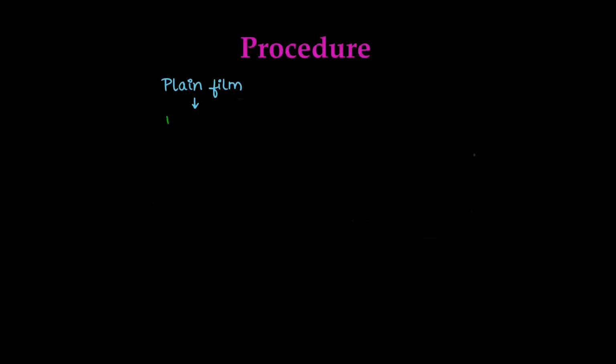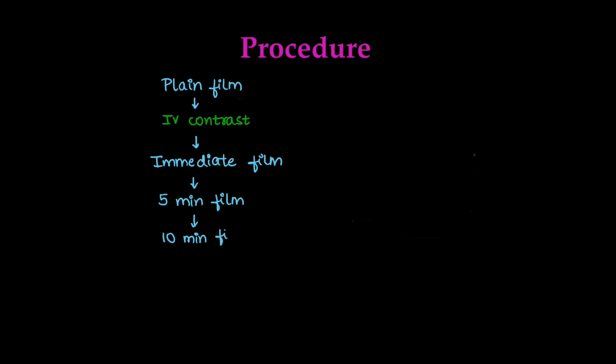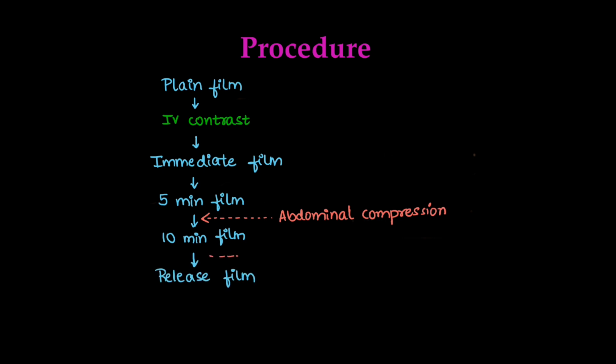Coming to the procedure, first we take a plain film, then we give IV contrast. We take an immediate film, a 5 minutes film and a 10 minutes film. Between 5 minute and 10 minute, we apply an abdominal compression band, and after releasing the compression band, we take a release film. At last, we take a post micturition film.